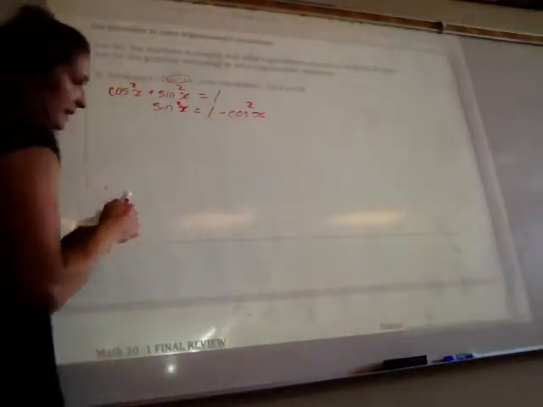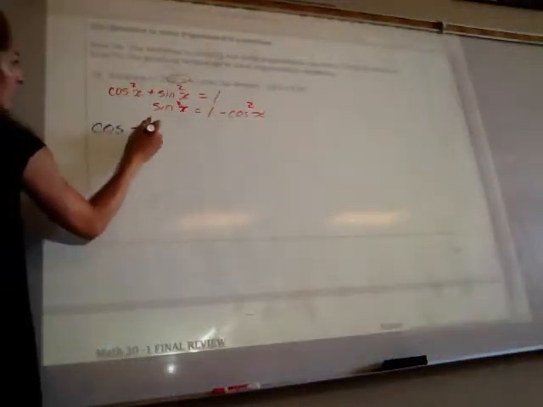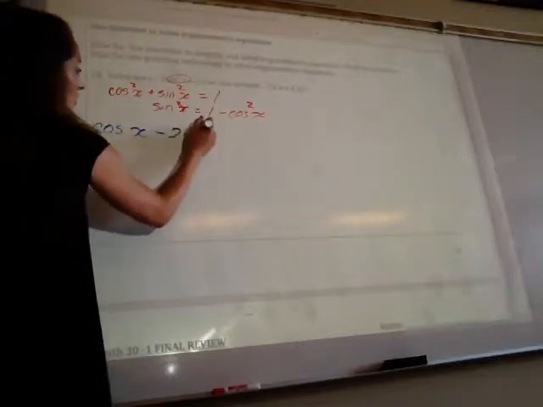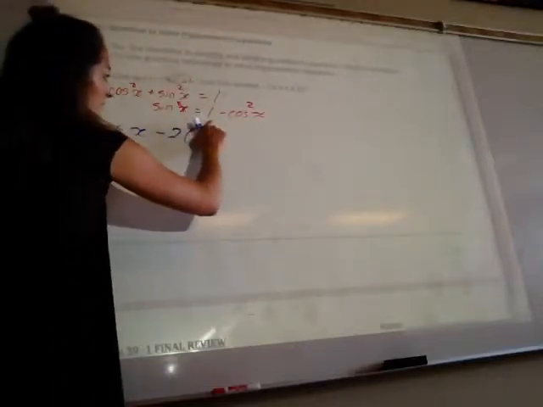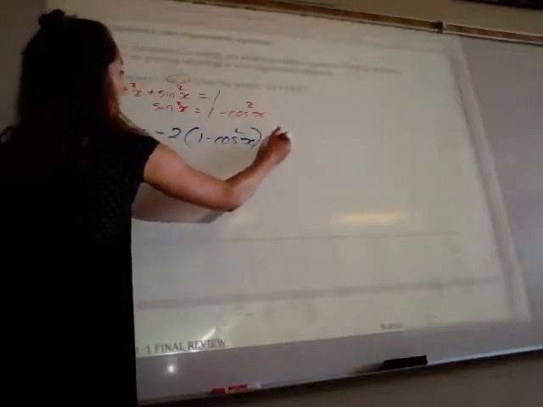Okay, let's see what that looks like. So I have cosine x minus 2, and instead of sine x squared, I'm going to replace that with 1 minus cosine x squared. That will equal 1.